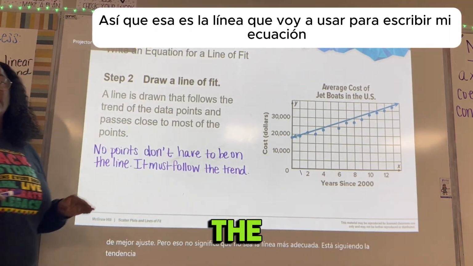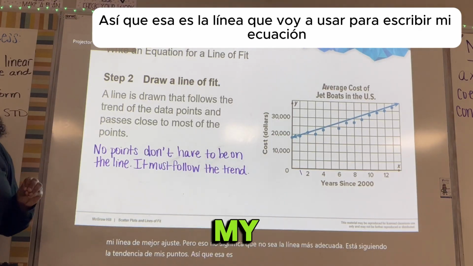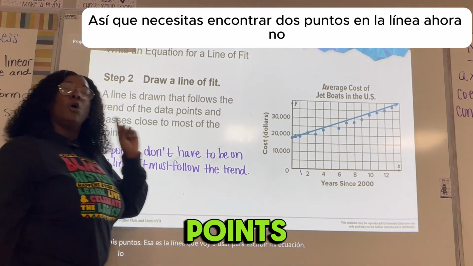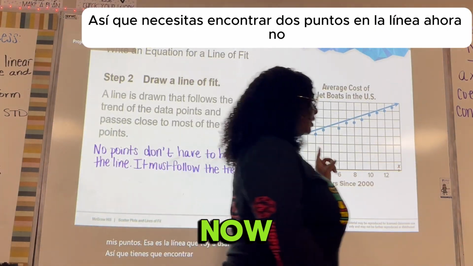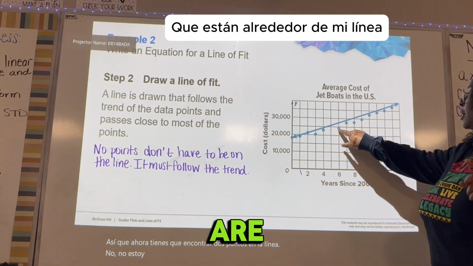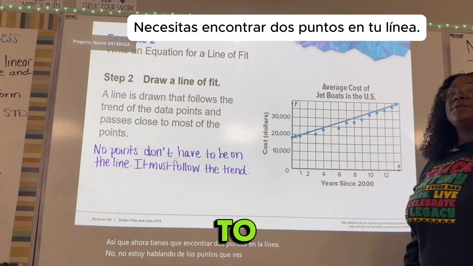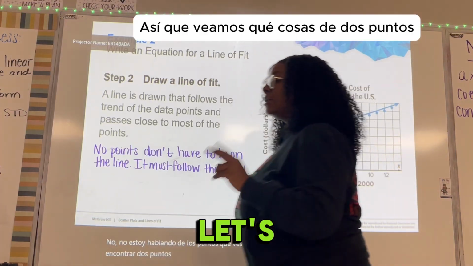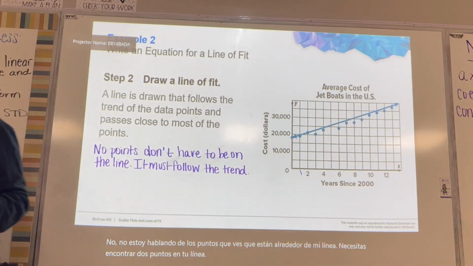So that is the line I'm going to use to write my equation. You need to find 2 points on the line. Now, no, I'm not talking about the points that you see that are around my line. You need to find 2 points on your line. So let's see what 2 points they use.